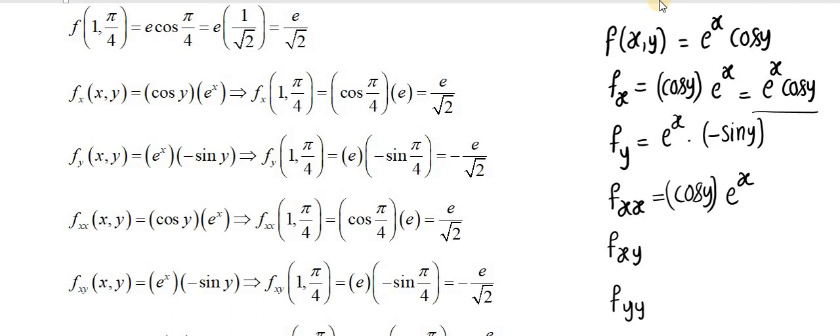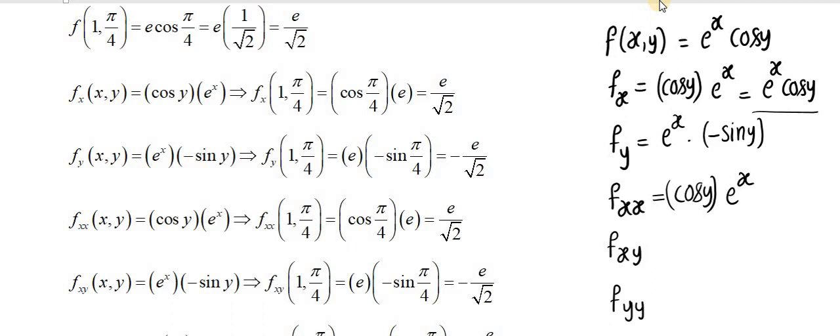Now we are going to find out the value of fxx at 1, pi by 4. Substitute y equal to pi by 4, x equal to 1. So cos pi by 4 into e. We know the value of cos pi by 4, that is 1 by root 2. 1 by root 2 into e is e by root 2.